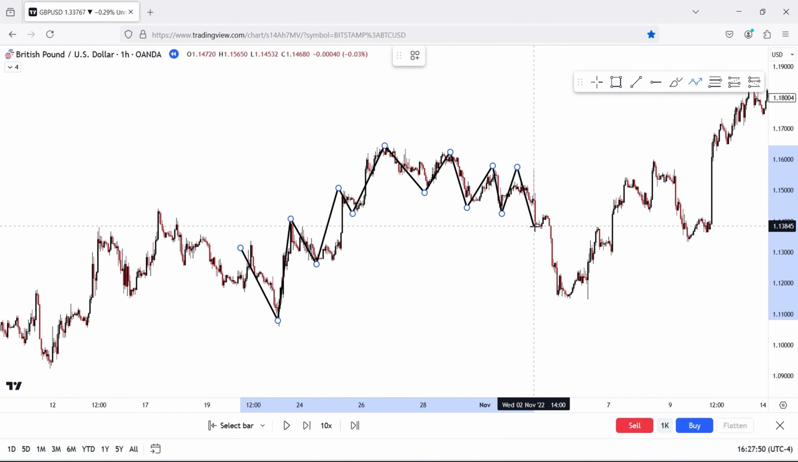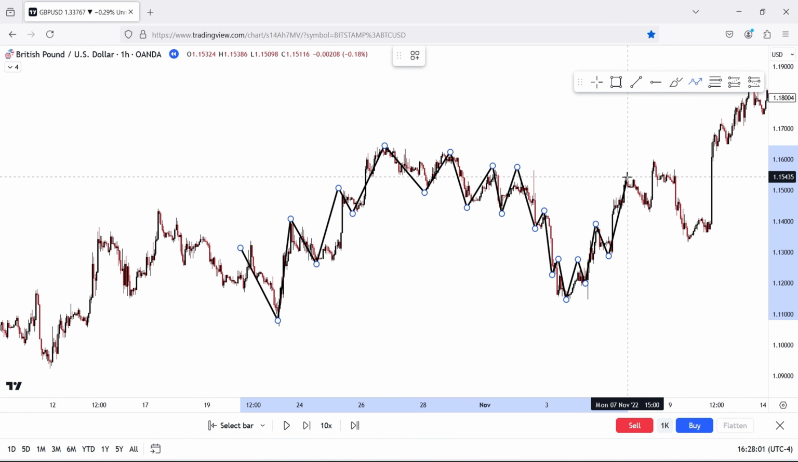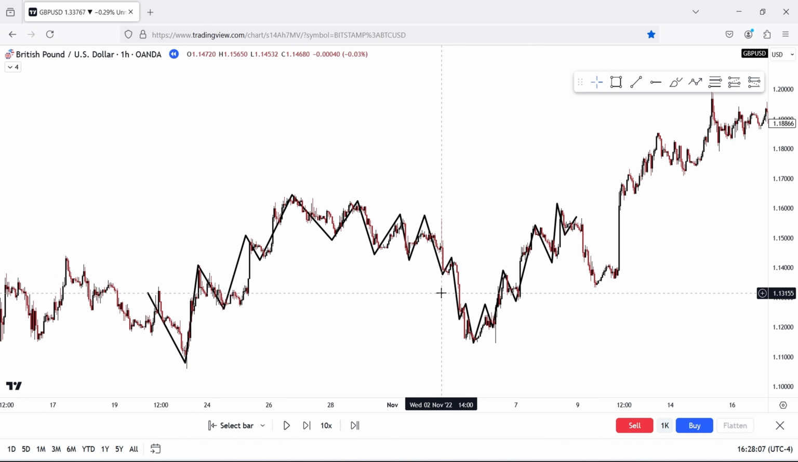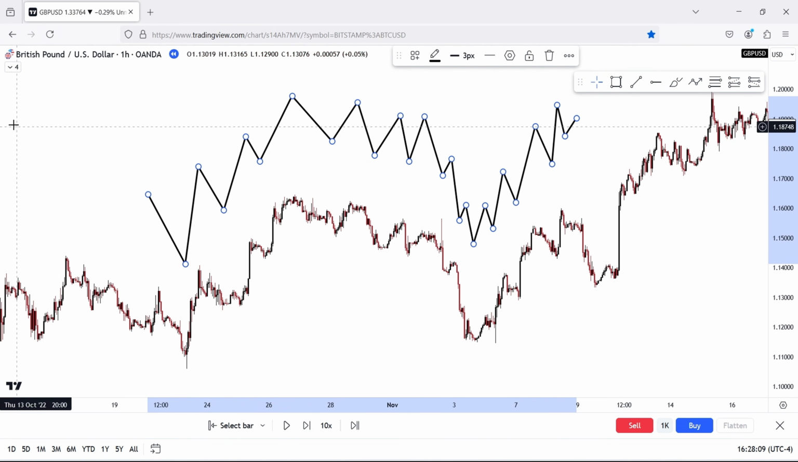Price switches into a supply and demand structure. Now these big gaps are support and resistance. These gaps are support and resistance. So the market is in a support and resistance structure. So what happened? Just pull this out away from the chart.